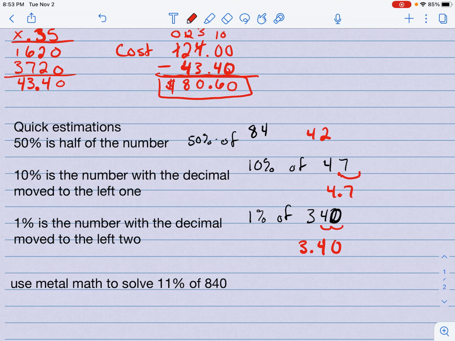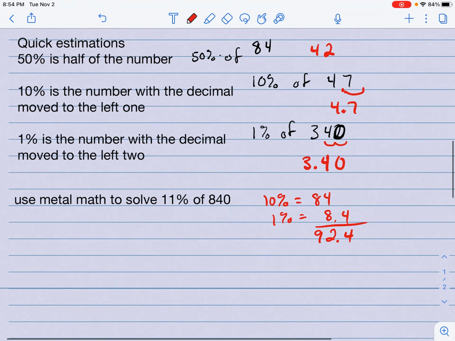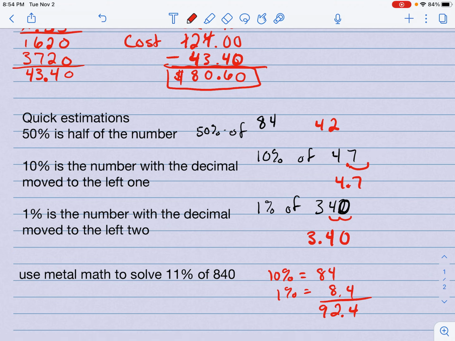Okay, now use mental math to solve 11% of 840. Well, 10% is going to be 84, and 1% equals 8.4. So we can just add those together. And this is going to be 4 plus 8.4 is 12, carry the 1. So 92.4 would be 11% of 840. All right, and that is finding percents of a number.